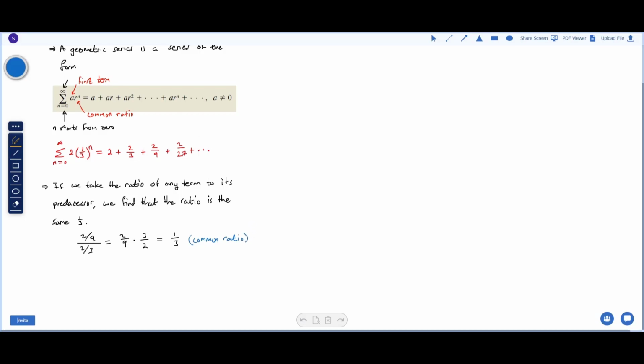Make sense? Yeah. All right, cool. So that's how you can tell. Whenever you have a series, if they have a common ratio between each term, then you know that that's a geometric series.